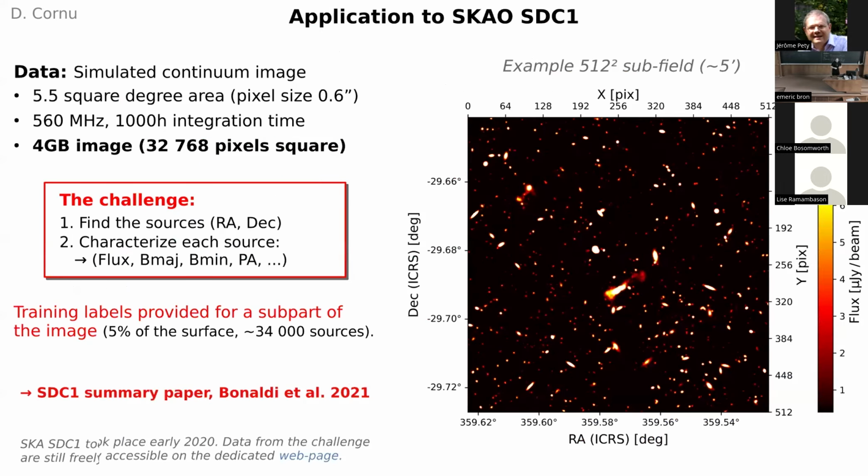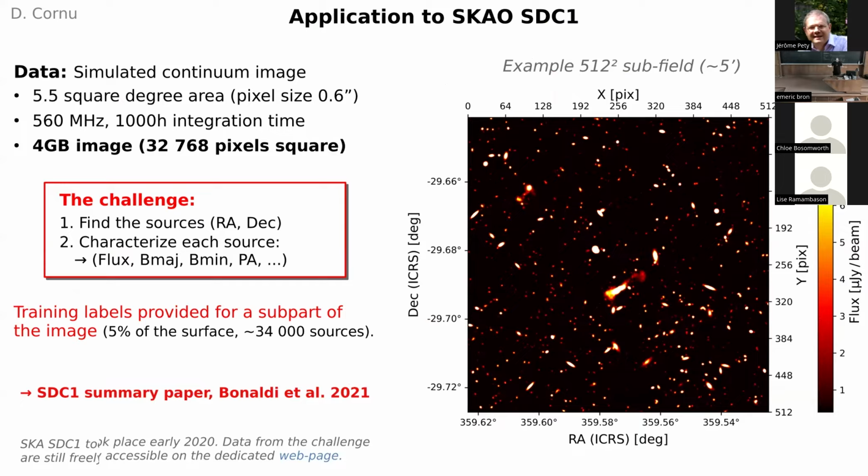Okay, so moving to actual astrophysical application to our science data challenges. For the first edition, it was about a large simulated continuum image of 33,000 pixels squared, corresponding to 1,000 hours of integration time with SKA. So it's already a quite deep image. And the objective of the challenge was to find the sources, determine their coordinates, and to characterize them, predicting their flux and their geometrical properties.